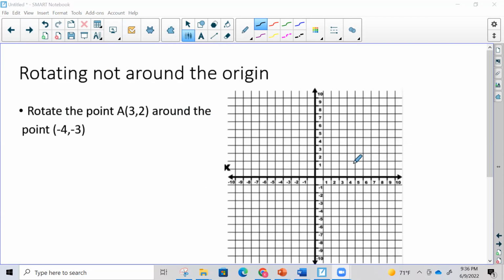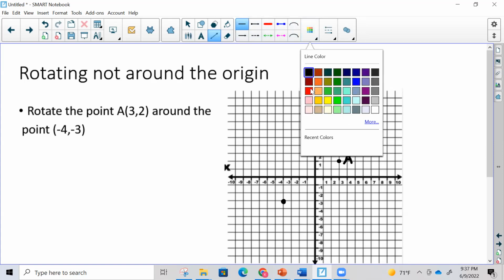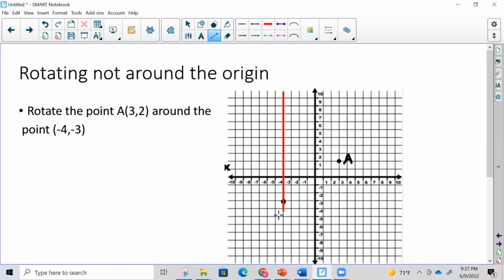So we want to rotate this point A, 3, 2. I'm going to plot that point around the point -4, -3. This is the point that I'm going to rotate around, and I'm rotating this point. So what I'm going to do is draw my axes at that point I'm rotating around. I'm drawing a new X and Y axis.